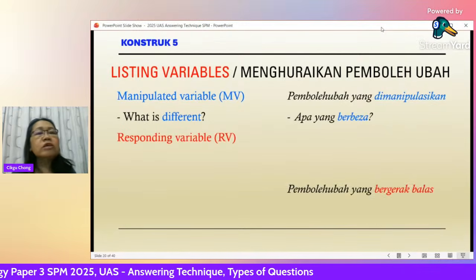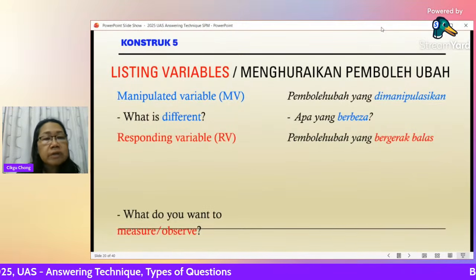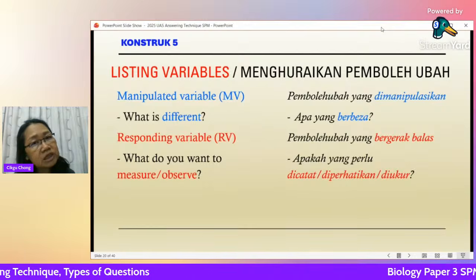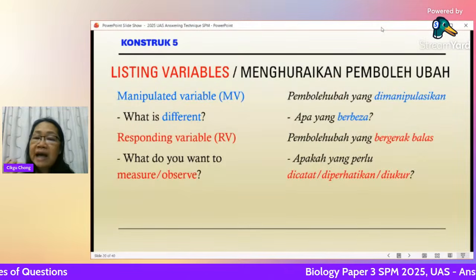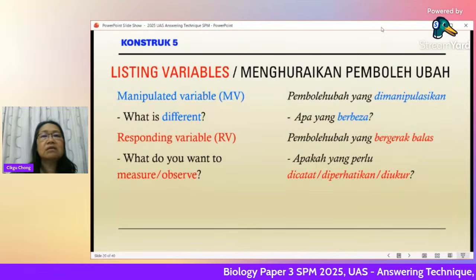Okay, next one. Responding variable. What do I want to measure? What do I want to observe when I do the experiment? What do I want to test? Test the time taken, for example.